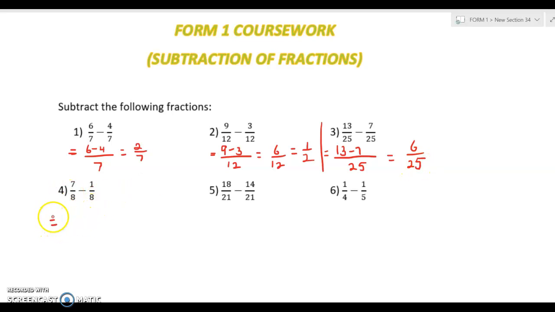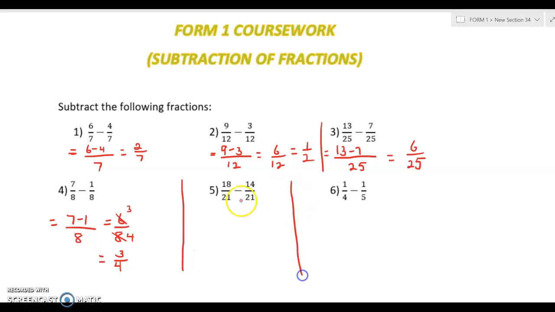Alright, so let's look at number 4. Again, 7 over 8 take away 1 over 8. Common denominator once again, so you're just going to subtract the numerators. So you're going to get 6 over 8. You could reduce this by saying 2 can go into 6 3 times, and 2 can go into 8 4 times. So you get 3 over 4. If you left your answer as 6 over 8, it's still correct. It's not wrong, right?